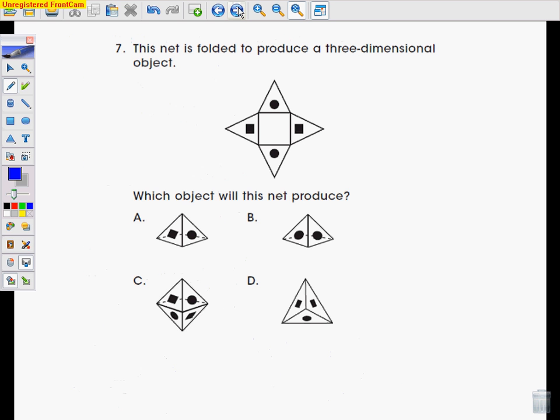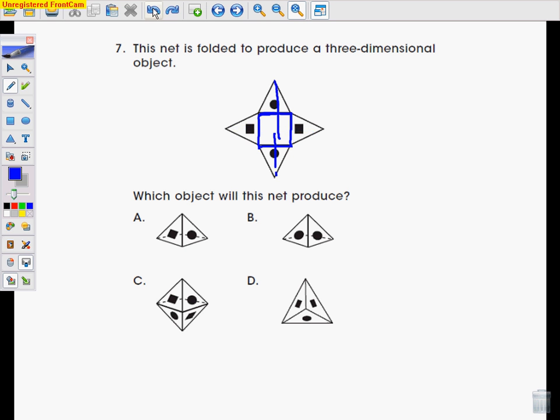Okay, let's go on to the next problem. Number 7. This net is folded to produce a three-dimensional figure. Which object will this net produce? Now, just to review, a net is a two-dimensional figure that when you fold it makes a three-dimensional figure, right? So here, if we were to fold this along the lines, these ends would come in.